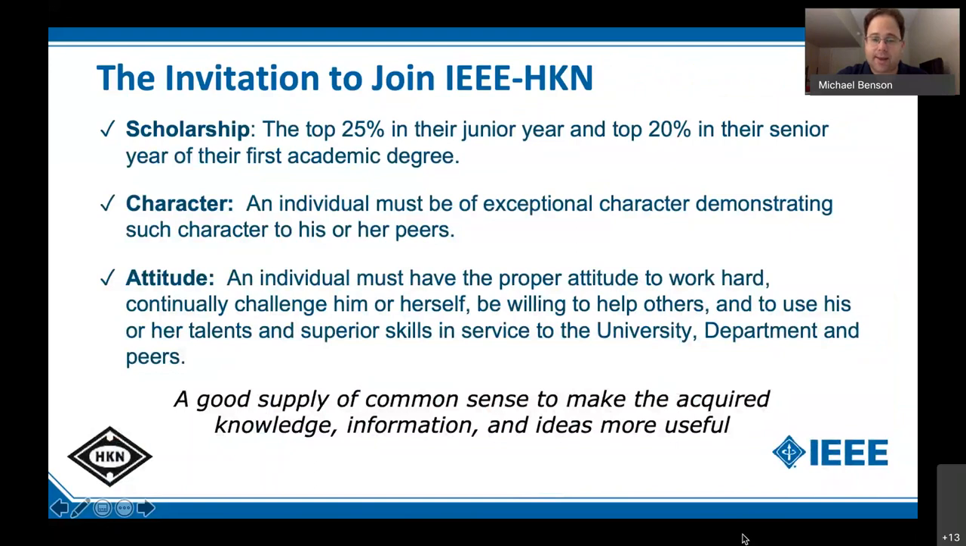Nancy and Ed both spoke to our founding principles of scholarship, character, and attitude, and we truly believe that a good supply of common sense is really required to make the acquired knowledge, information, and ideas more useful.